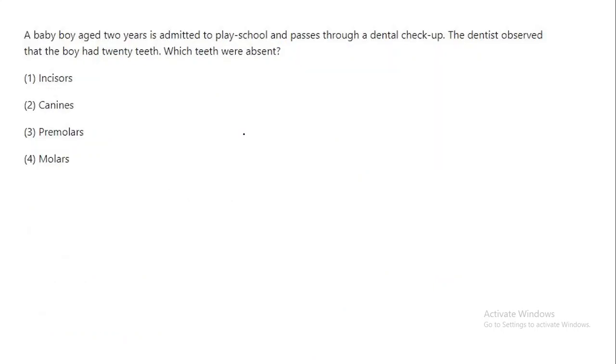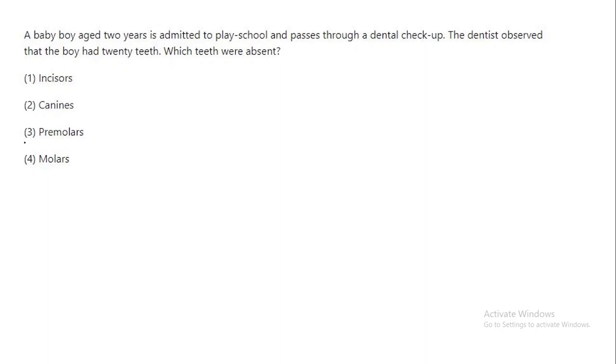Going ahead. A baby boy aged 2 years is admitted to play school and passes through a dental checkup. The dentist observed that the boy had 20 teeth. Which teeth were absent? In short, they just want to ask you which teeth are absent in the dentition of the milk teeth set. Okay, so which are the teeth that are absent? Recollect.